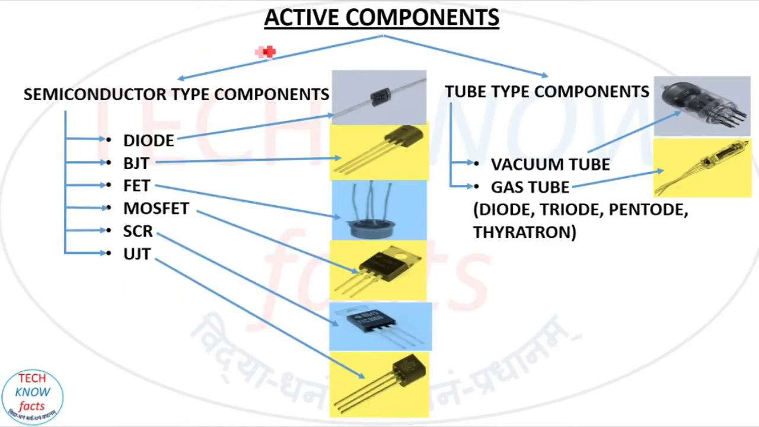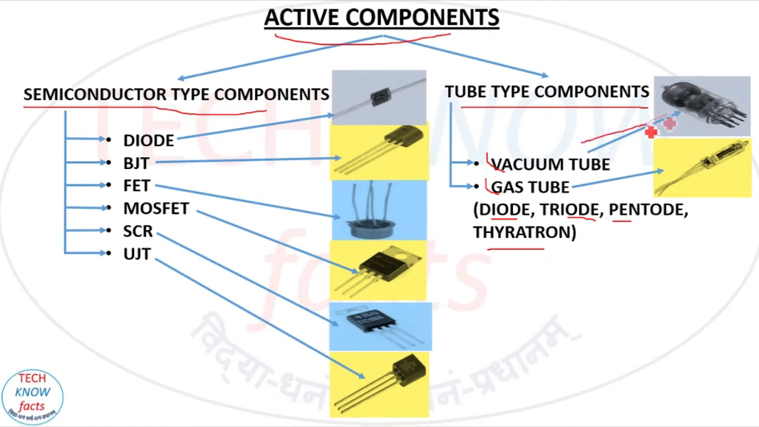In this slide we can see the various types of active components. On the left side are semiconductor type components, and on the right side, tube type components. We have two basic tube type components, vacuum tube and gas tube. Those are the diode, triode, pentode or thyratron. In this image, we can see a vacuum tube, and in this image, a gas tube type component.